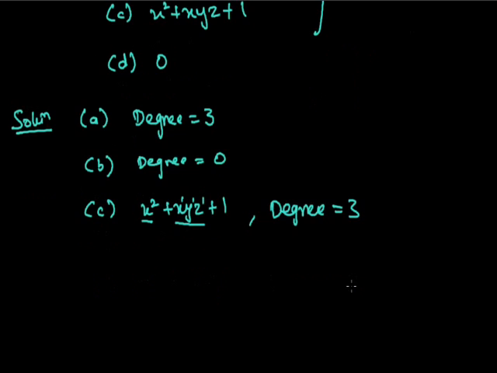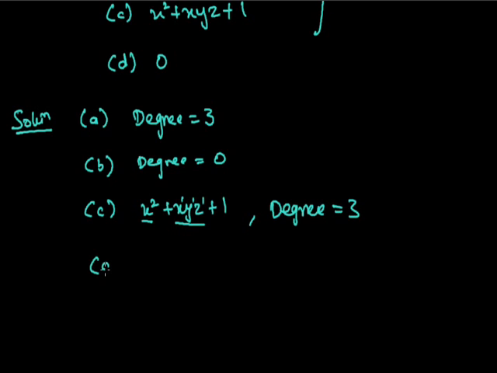It is not 2, because sometimes many people will think that power of x is 2, that's why degree is 2. But in the second term, x, y and z, all 3 are variables, and we need to add up the power of all these 3 variables to get the degree. So degree again here is 3.